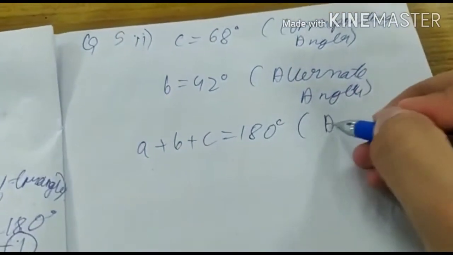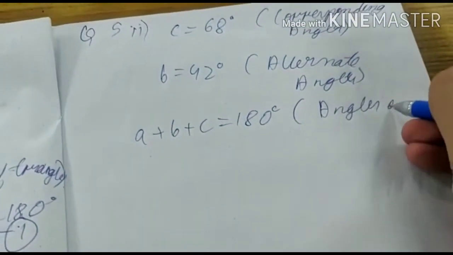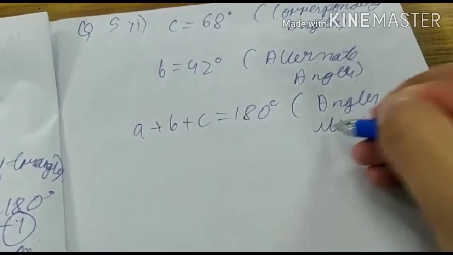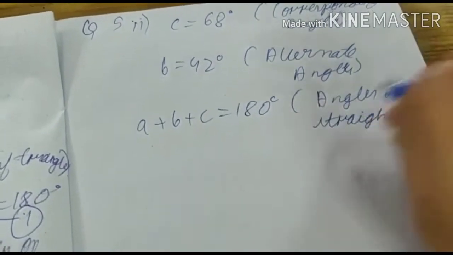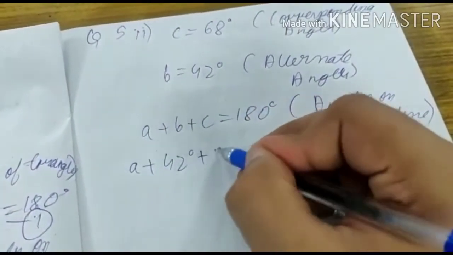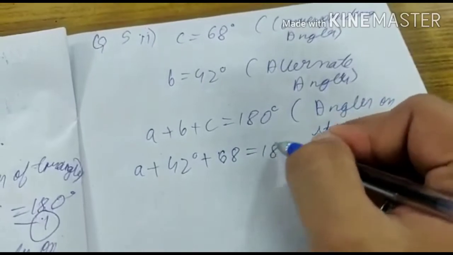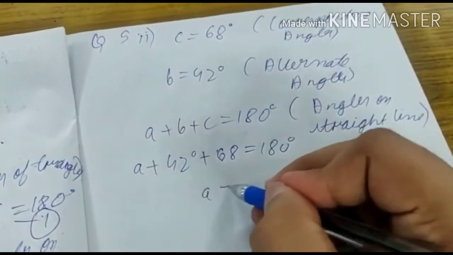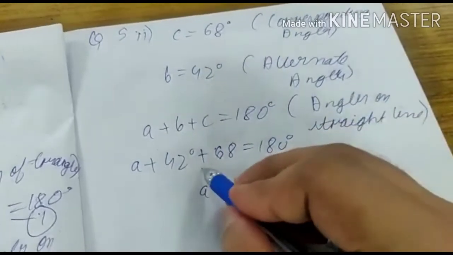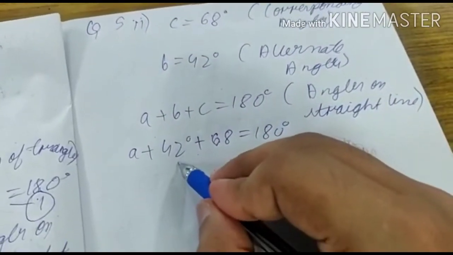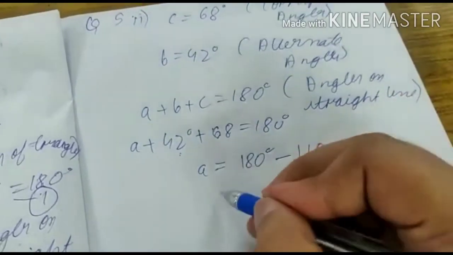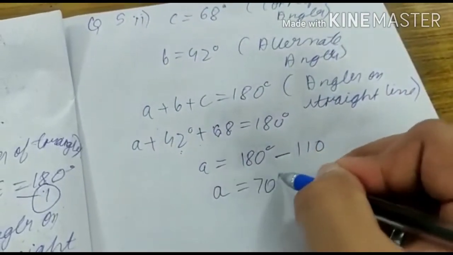How? Angles on a straight line, this is the reason for it. A is not known, B is 42 degrees, angle C is 68 degrees, and the sum equals 180 degrees. So angle A equals 180 degrees minus 110 degrees. 60 plus 40 is 100, 2 plus 8 is 10, so 100 plus 10 is 110. So A is equal to 70 degrees.